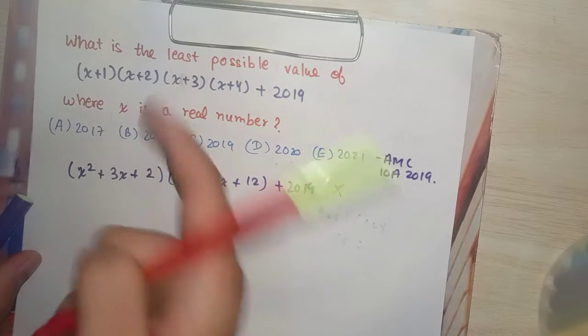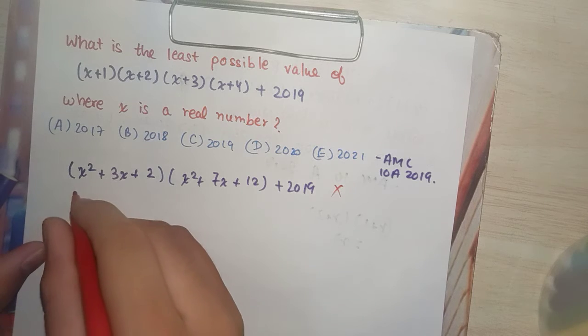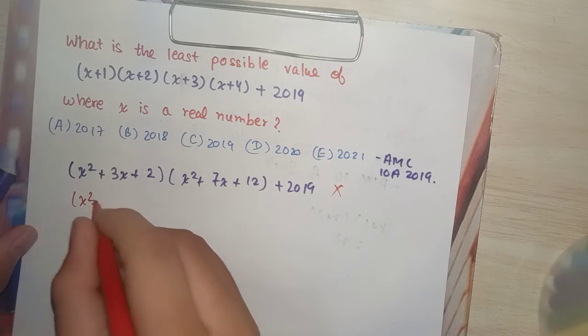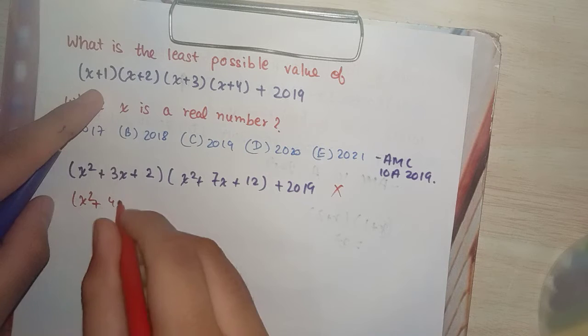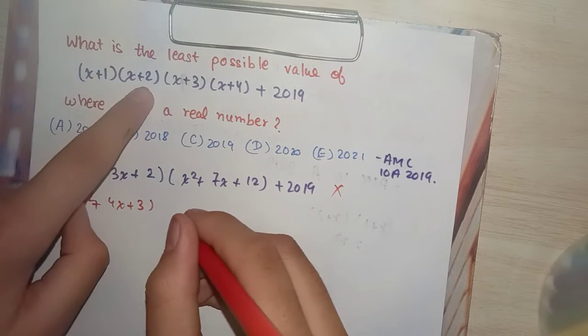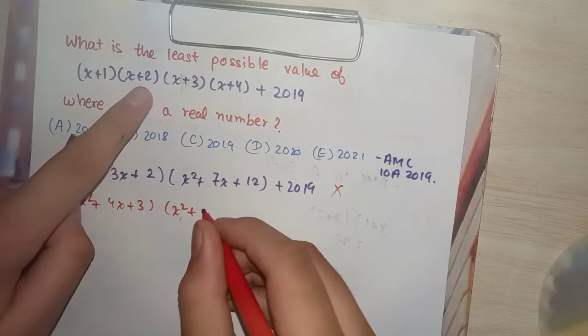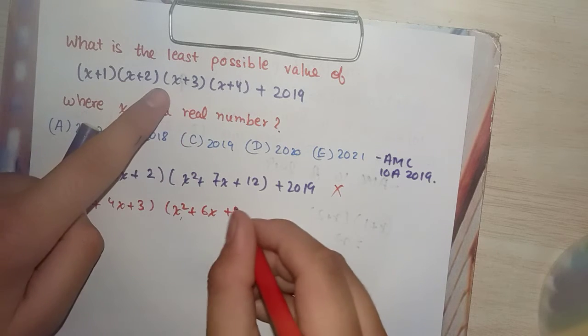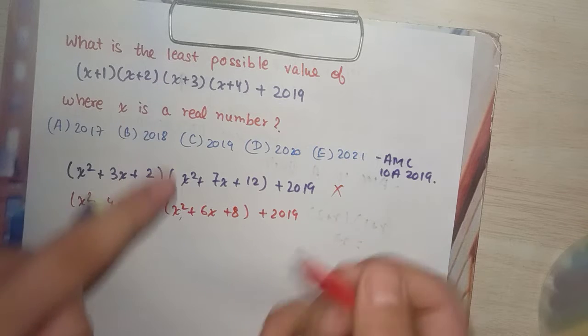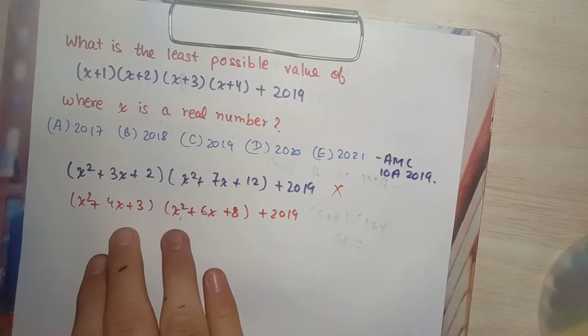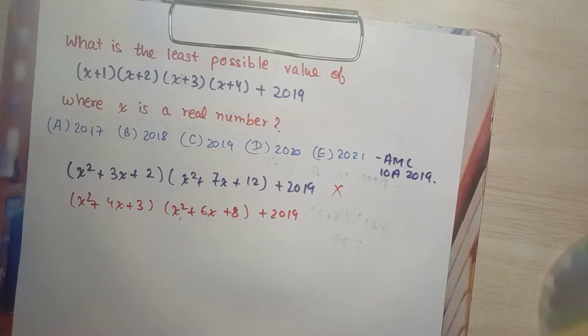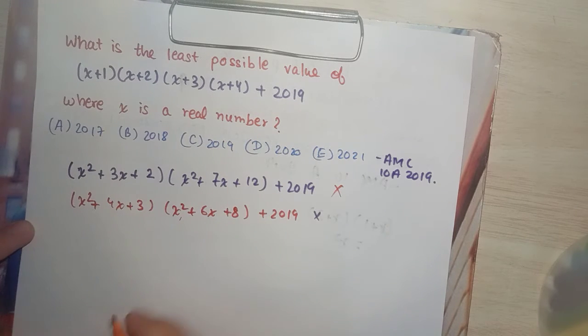Let us try to multiply x plus 1 times x plus 3. So x squared plus 4x plus 3, and this is x squared plus 2x plus 4x, 6x plus 8, plus 2019. This is also not an expression I'm used to factorizing. So I don't think there is a really good way to factorize it. Let us try another.